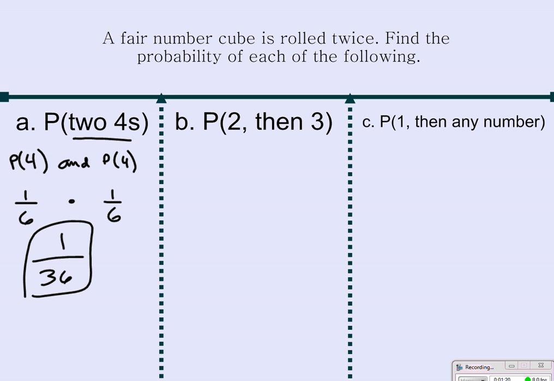So a probability of a 2 and then the probability of a 3. So I get a 2 first. Then I get the probability of a 3.